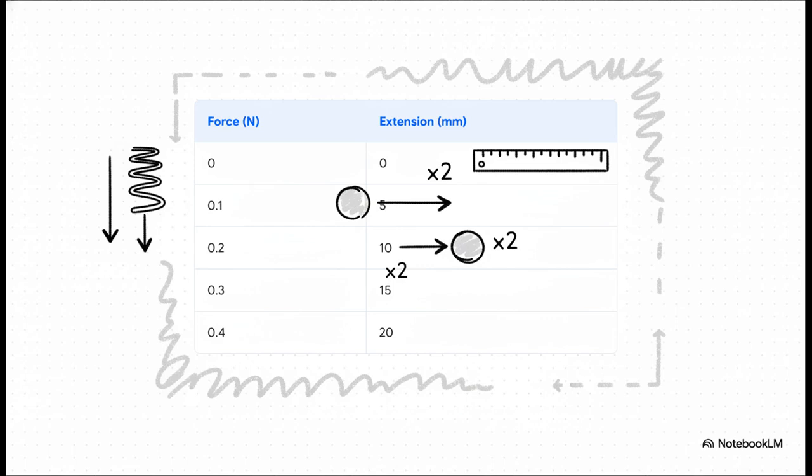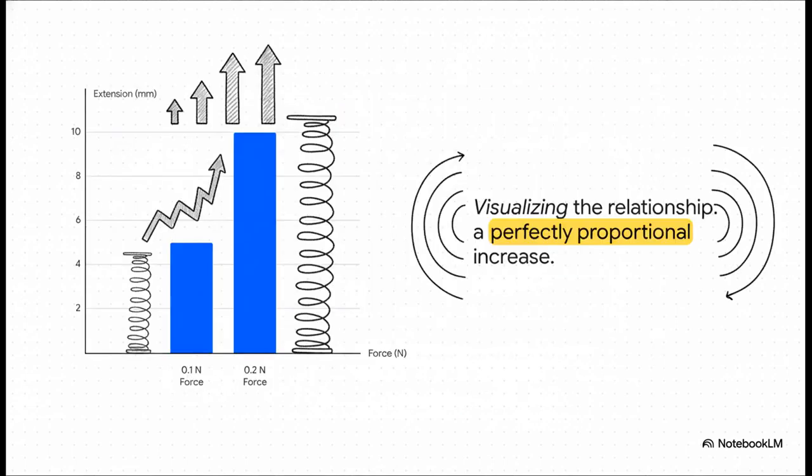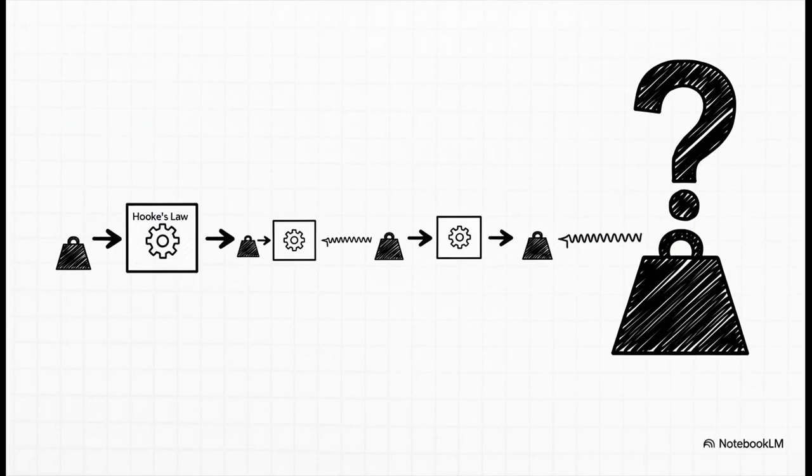It's amazing. When you see it as a chart like this, it becomes so obvious it practically smacks you in the face. Look, as the force bar goes up, the extension bar goes up, in perfect lockstep with it. That beautiful, clean, step-by-step growth, that is the picture of a directly proportional relationship. So what's the big takeaway here? It's that the spring's behavior isn't some random thing. It's totally predictable. Because of Hooke's law, if you tell me the force, I can tell you the stretch. Simple as that.